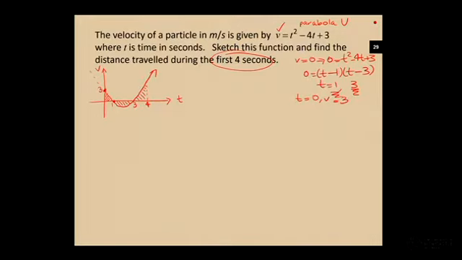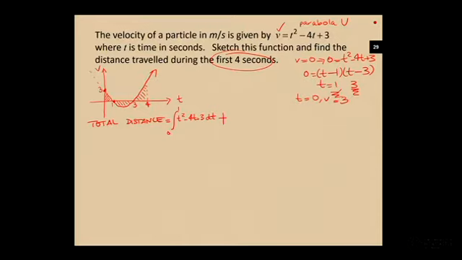Now, the total distance travelled in the first 4 seconds is all of that area put together. Now, I'm about to start it up by saying that the total distance, so I'll put here total distance, and I'm going to go all the way across because the first one, from 0 to 1, is positive because it's above, and it's the integral of the function t squared minus 4t plus 3 dt. That's the first one.